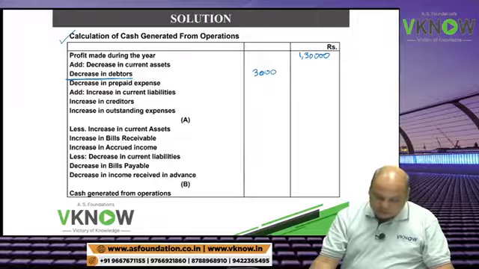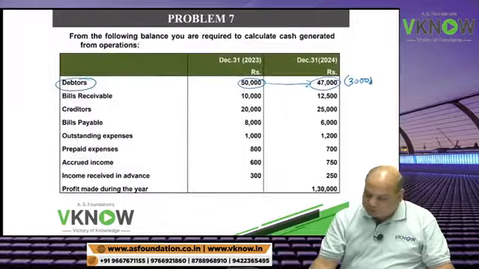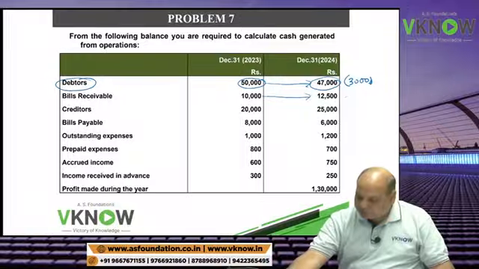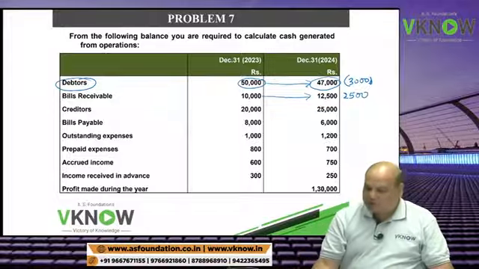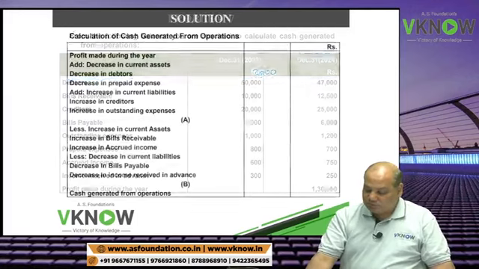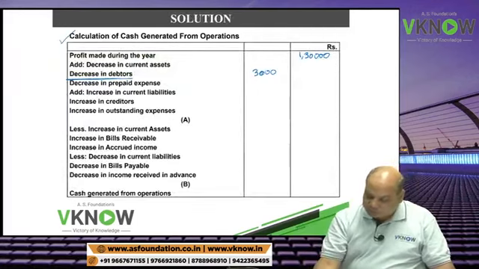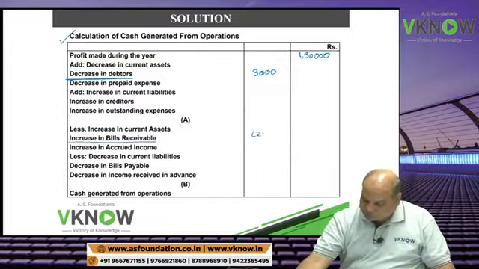Next line is bills receivable. You see bills receivable from 10,000 has become 12,500. So there is an increase in bills receivable. But an increase in bills receivable will lead to a decrease in cash flow. So where is bills receivable? Here. Increase in bills receivable, decrease in cash flow.